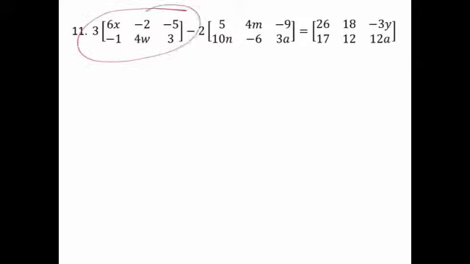Let's do the distribution part first. Let's just distribute those pieces, and then we can write our equations that help us get our variables. And I'll do 3 times that entire matrix there. That'll give me 18x, -6, -15. That's a 15. And then I'll get -3, 12w, and 9.